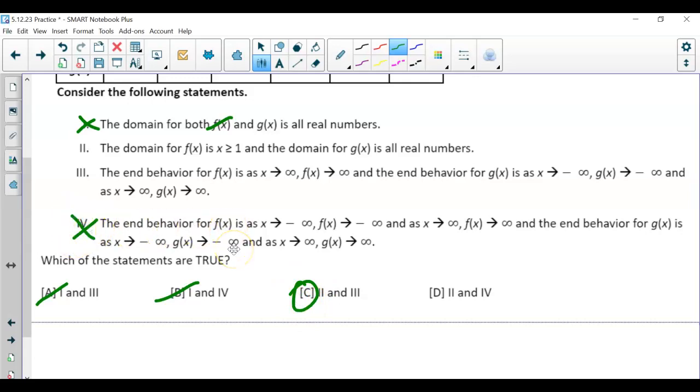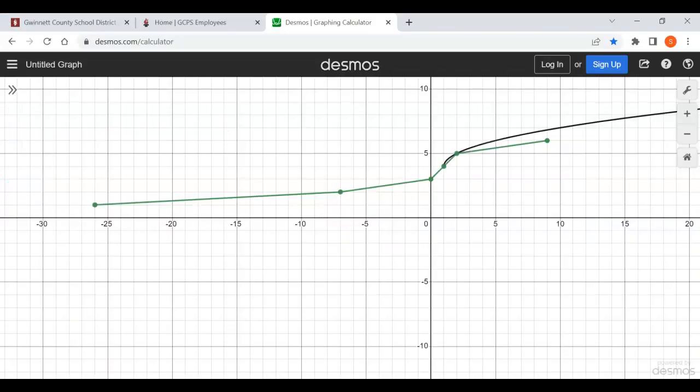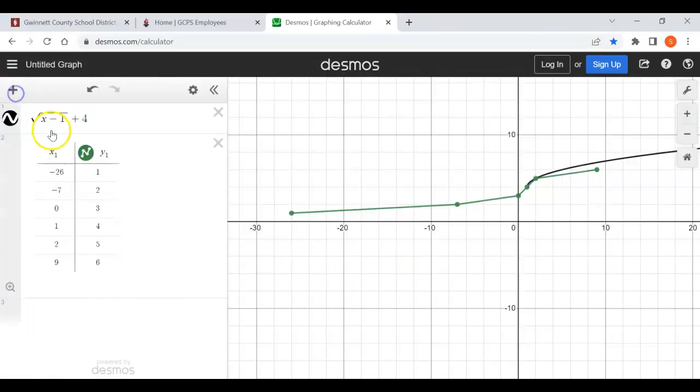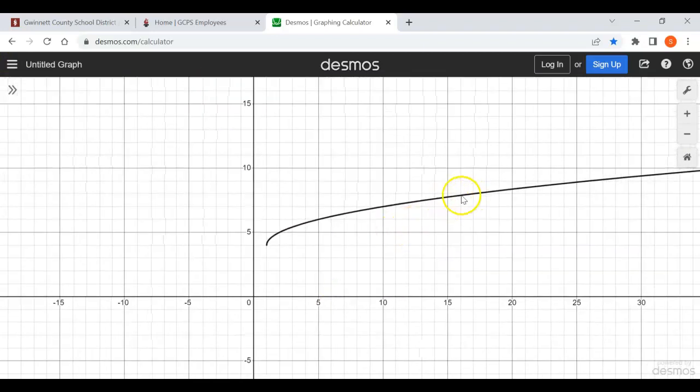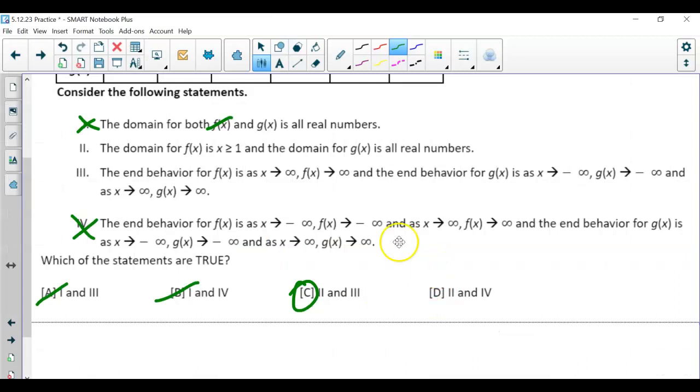Well, this says as x approaches negative infinity, as we're going to the left, that f of x is approaching negative infinity. But as we're going to the left for that f of x, that first graph here, if you recall, are we going to negative infinity? No. Boom. We're stopping at what y value? 4. So that's why that statement is false. We're not approaching negative infinity. We're stopping at 4.